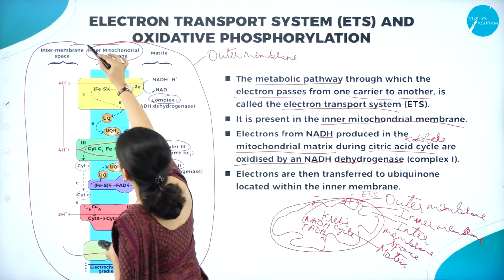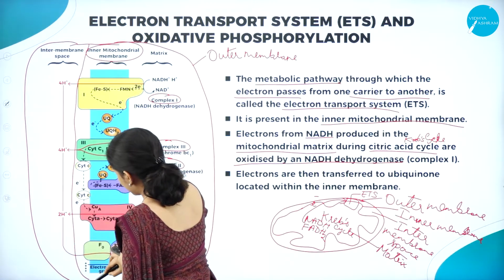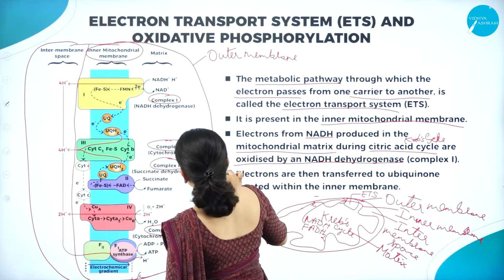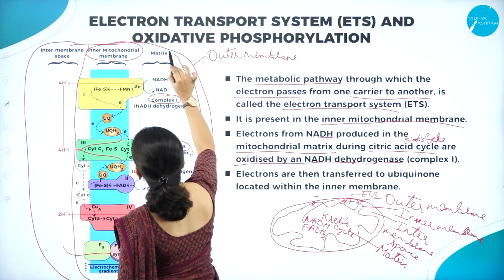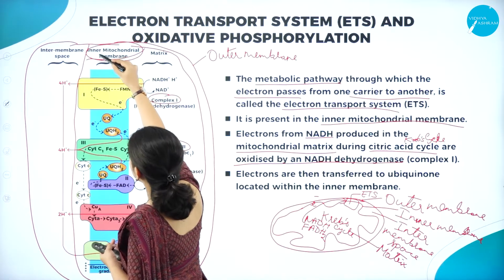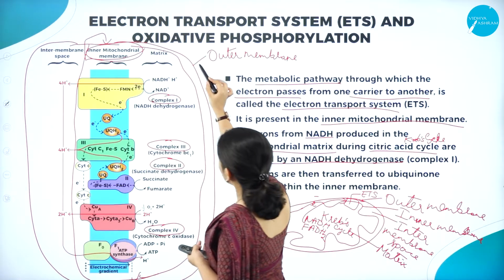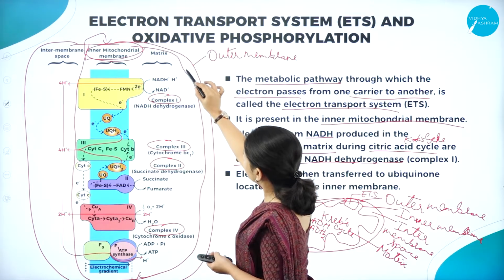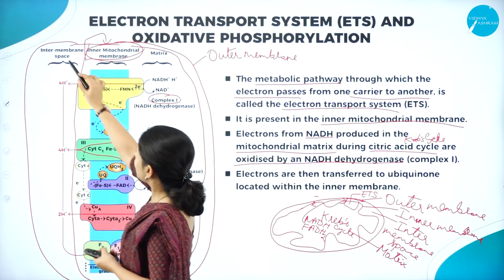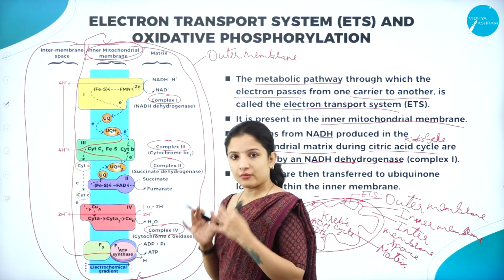So here also the inner membrane, I'll just draw a diagram like this. Again, one circle, which is the inner membrane of the mitochondria. So this is the inner membrane. So between the outer membrane and the inner membrane, there is an intermembrane space. If you see, that is the intermembrane space that is present between the outer membrane and the inner membrane.